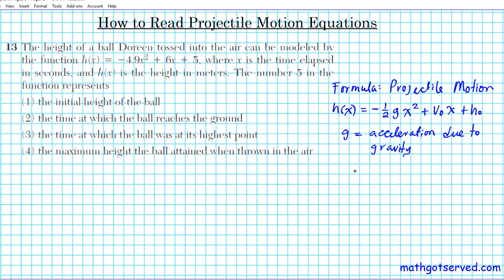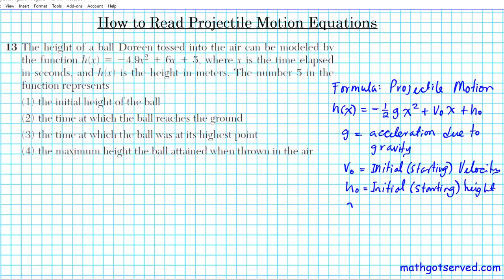Now, how about the v sub 0? The v sub 0 basically means the initial or starting velocity. So v for velocity, initial or starting velocity. And then we have h sub 0. This sub 0 basically means start, okay? h sub 0 represents your initial or starting height. How far was the projectile before it was tossed into the air or dropped towards the ground? Initial or starting height.